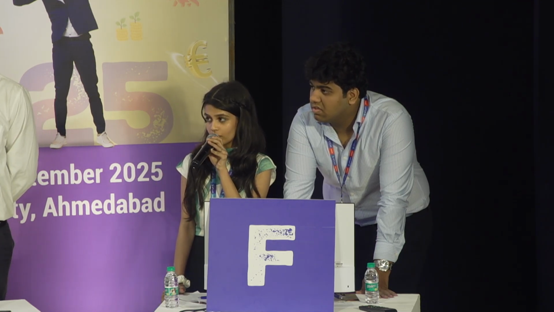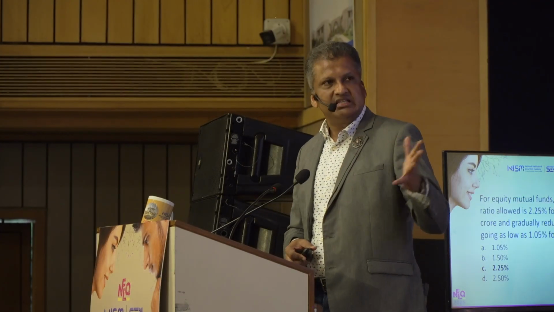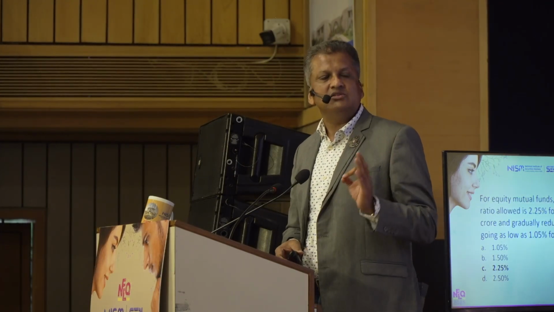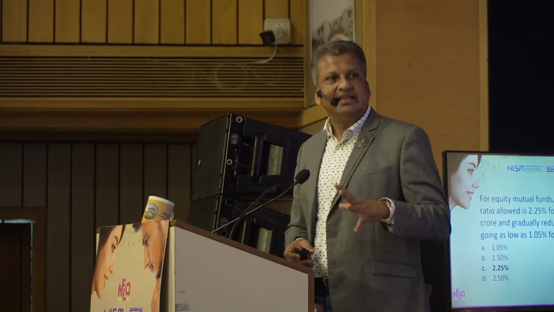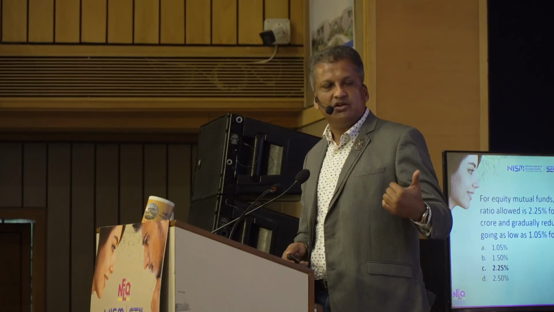It's B, 1.50% ratio. 1.5%, it's actually 0.75% more than that. 2.25% is what is the maximum expense ratio allowed, and it gradually reduces, doesn't increase, it reduces as the asset size increases, and for the largest funds in the country, it is as low as 1.05%, that is the maximum permissible limit. No points, but you will get another question at the end of this round.